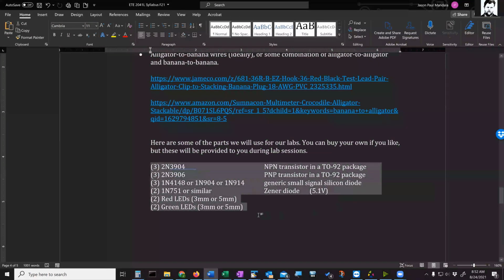Here's some of the parts that we're going to use, but you don't necessarily need to buy these unless you want to buy them for yourself. I'm going to provide these components to you during the lab sessions.